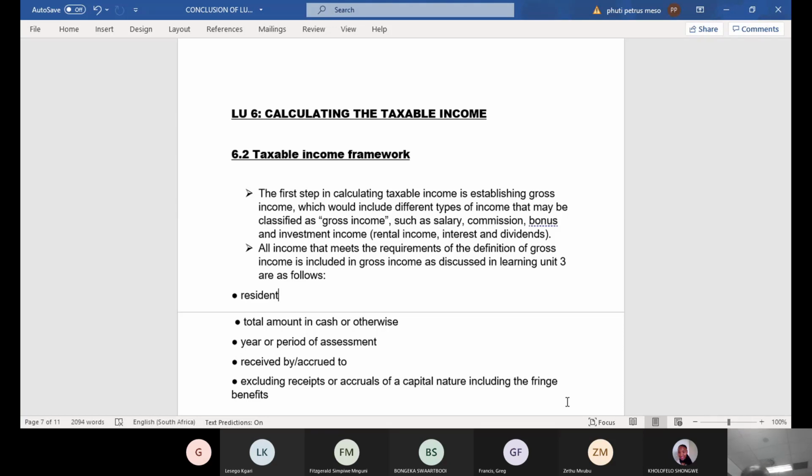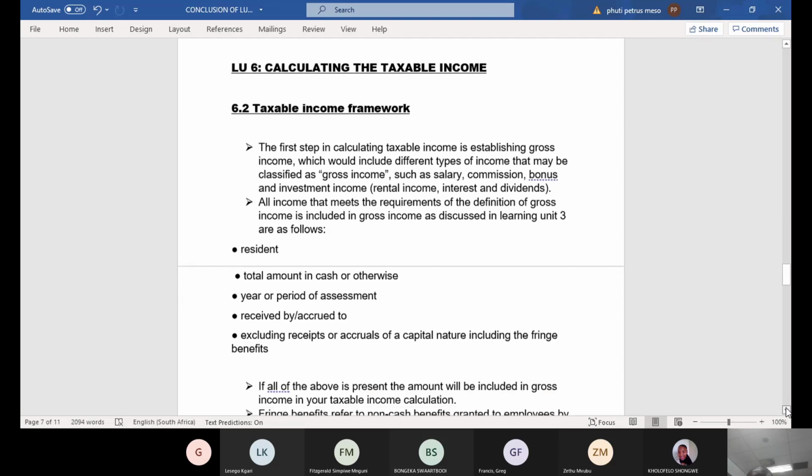You can remember that we have covered that. To refresh your memory, there must be a resident, there must be an amount in cash or otherwise, which would reflect your fringe benefit basically, in a 12 months period, which is the year or period of assessment, received by or accrued to, and excluding the receipts or accruals of a capital nature, including that of a benefit. Okay, so that of the fringe benefit.